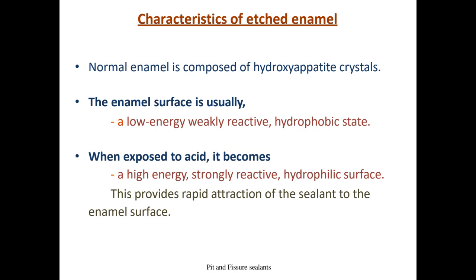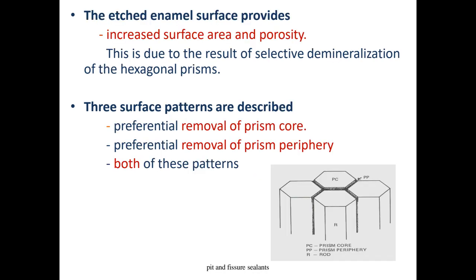The other advantage of etching is that it increases the surface area as well as the porosity of the surface. This increased surface area and porosity is due to selective demineralization of the hexagonal prisms. When the selective demineralization of the hexagonal prisms happens, three surface patterns are observed.